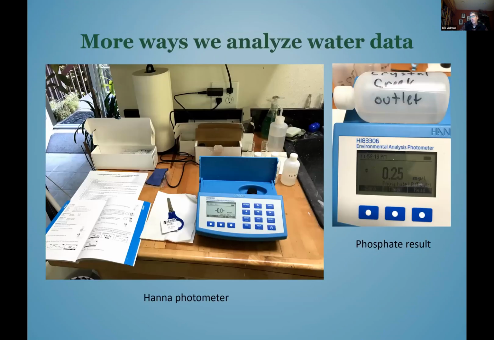Another example of something that can be used is a piece of equipment we have called a photometer, where we collect a sample, bring it back, and then mix a reagent with the water and put it in this photometer. It gives us a very precise measurement of certain variables that we can't measure in other ways, such as phosphate and copper, a couple of the reagents that we have.